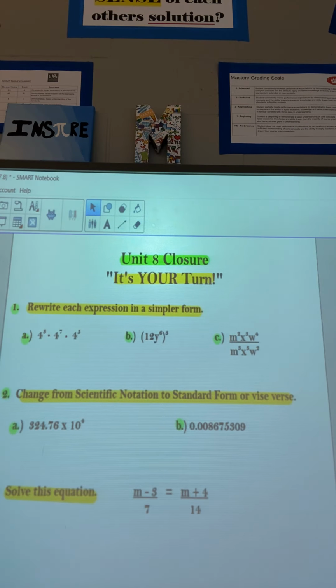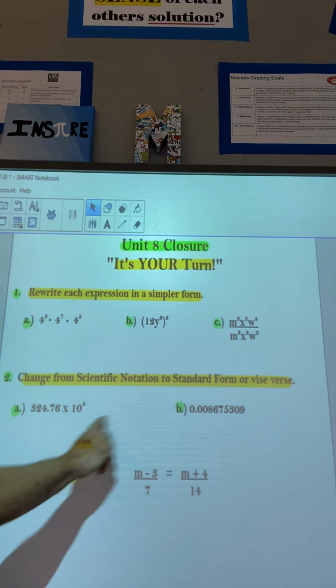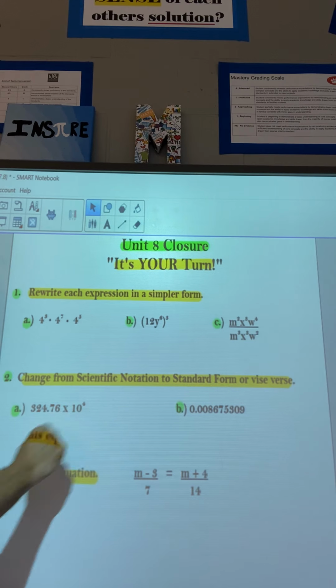Okay, now it's your turn. This is where you can pause the video and write these problems down. I've got 3 up there, a couple of scientific notation in standard form, and then 1 equation to solve. Pause your video, get these done, and then unpause it, and I'll have the answers. So go.